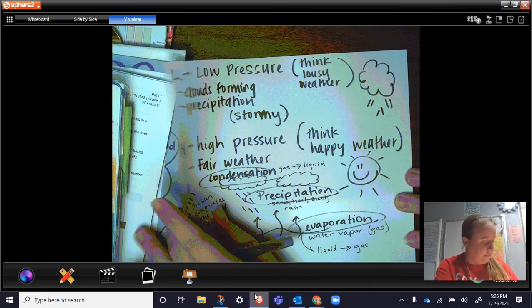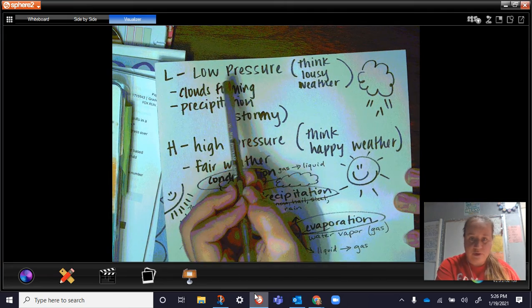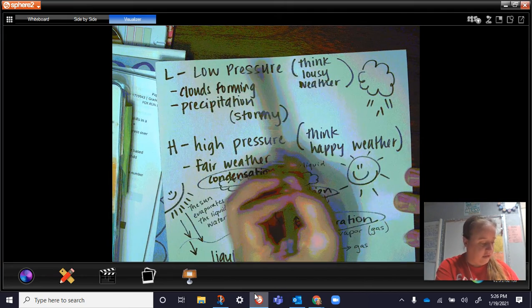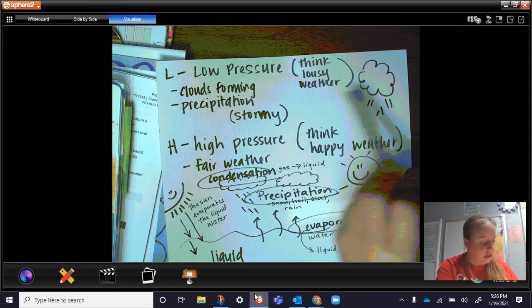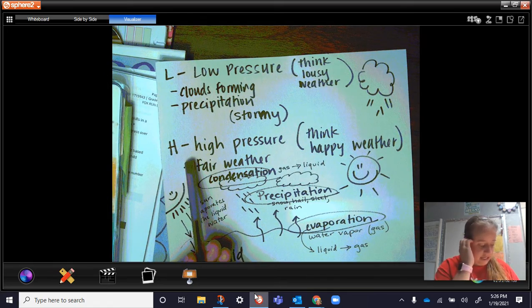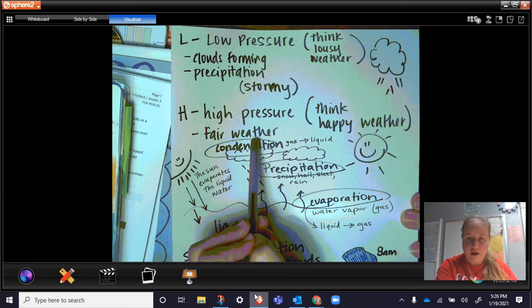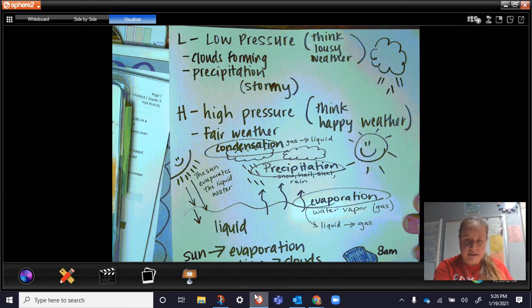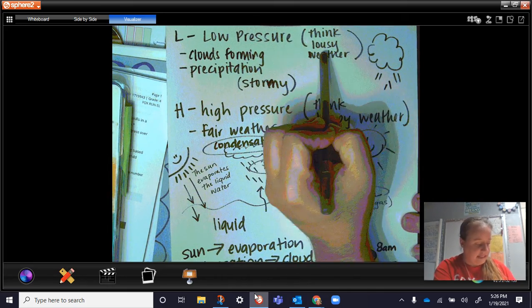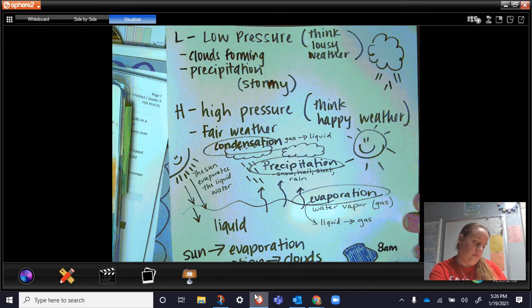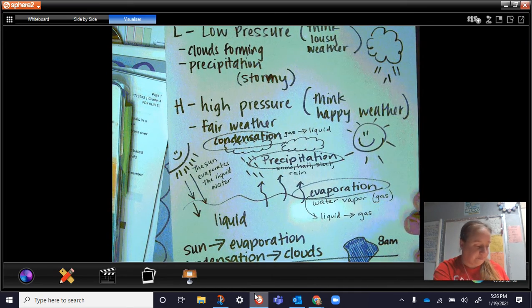We talked about some things that we see on a weather map. L stands for low pressure. I always remember it, the L, I think lousy weather. So we've got clouds forming, precipitation, it's stormy, versus high pressure, the H, I think happy weather. This is very fair weather. It could still be rain, but it's not storms and things like that. So lousy, happy, can help you remember what goes with what.